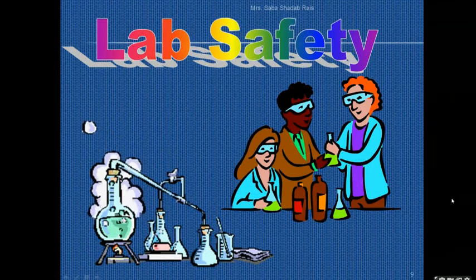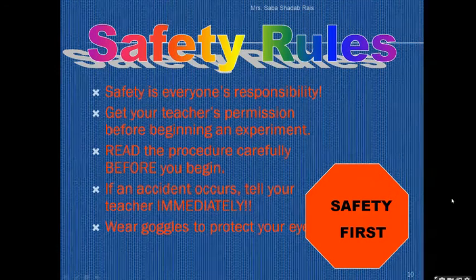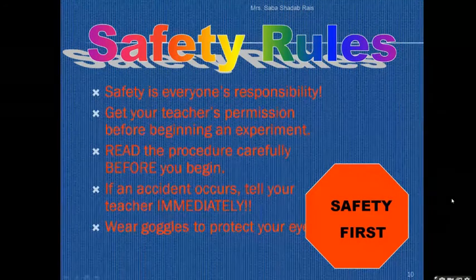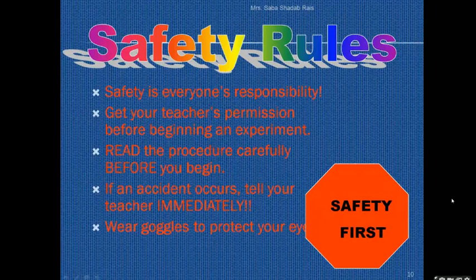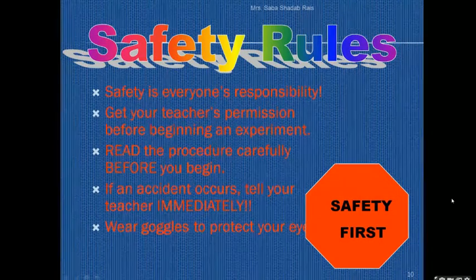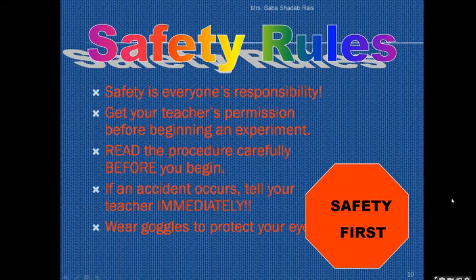The first thing you need to remember is that safety is everyone's responsibility. If any accident happens in the laboratory, not only your teacher, you are also responsible. Each and everyone is responsible. Your laboratory assistant, teacher, everyone is responsible for safety. So whenever you are entering the laboratory, make sure that you come with permission. You will not come just like that. Whenever you have a practical, only at that time will you enter. And before beginning the experiment, you have to take permission.